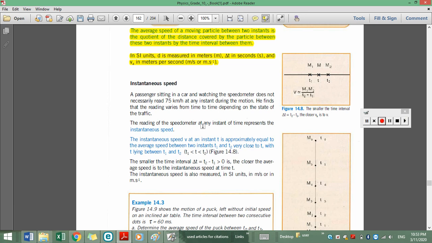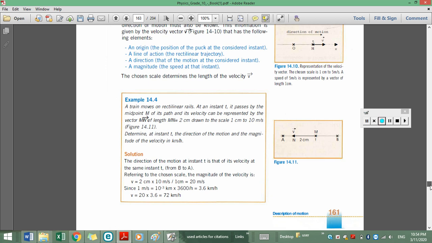So the instantaneous speed V at an instant t is approximately equal to the average speed between the two instants t1 and t2 such that t1 and t2 are very close to t, the instant at which I want to calculate the instantaneous speed, such that t is between t1 and t2. The smaller the time interval delta t, the closer the average speed is to the instantaneous speed at this time t. Again, the instantaneous speed is calculated in SI units, which is meter per second. Direct application of what we have discussed.